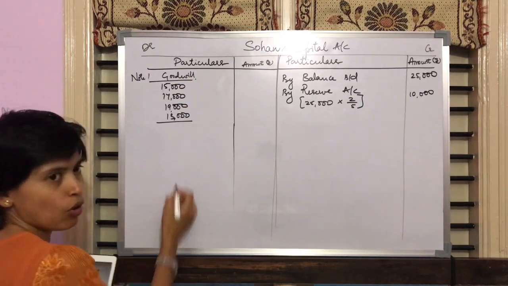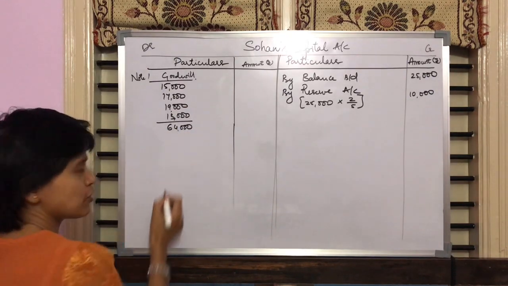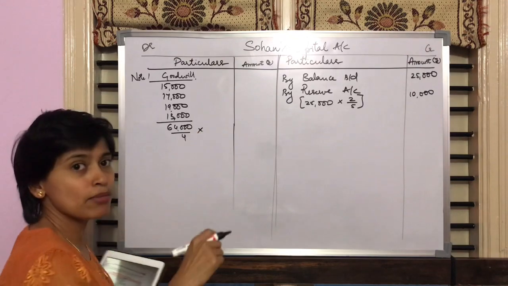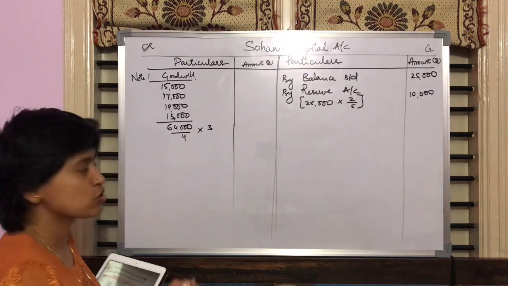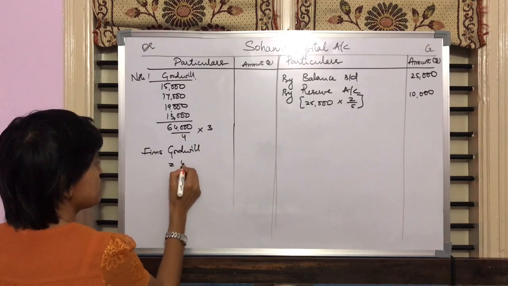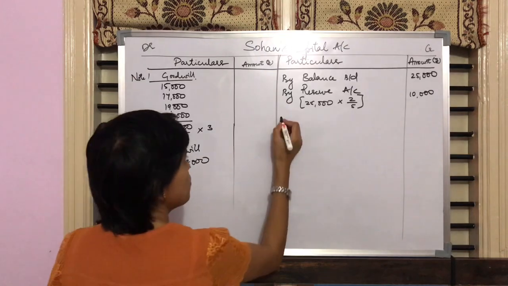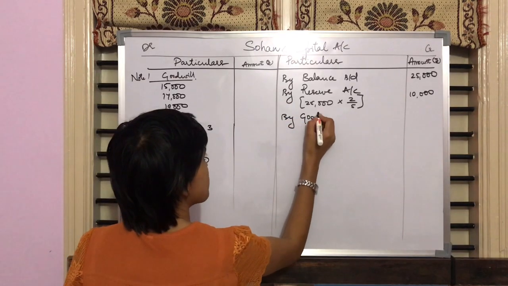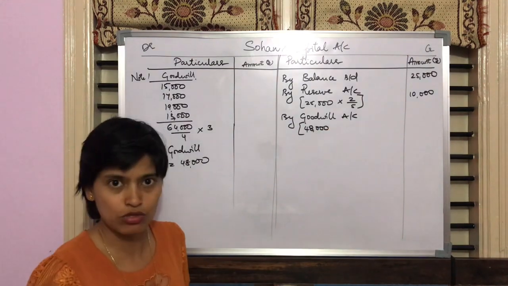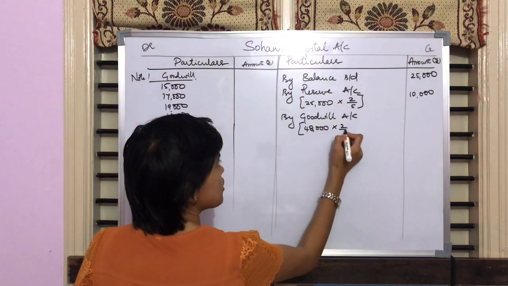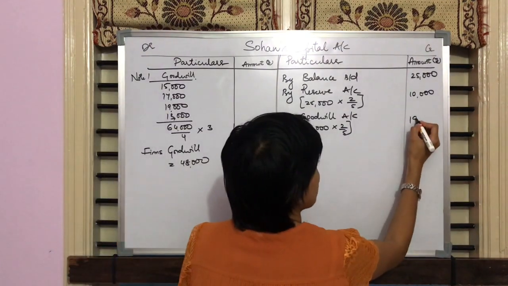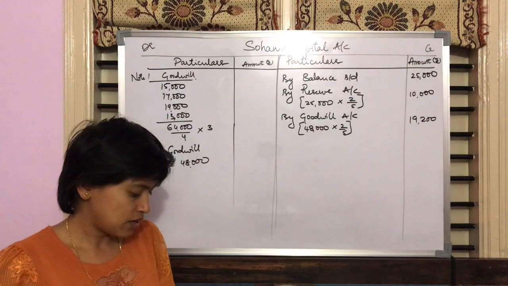If you take the total of all this, it is going to be rupees 64,000. So the average profit is 64,000 divided by 4, into the number of years of purchase, which is 3. So you will get the firm's goodwill, which is nothing but rupees 48,000. Now on the credit side, write it as by goodwill account. Firm's goodwill is 48,000. Sohan's share is 2 by 5. So if you multiply 48,000 into 2 by 5, you will get an amount of 19,200.